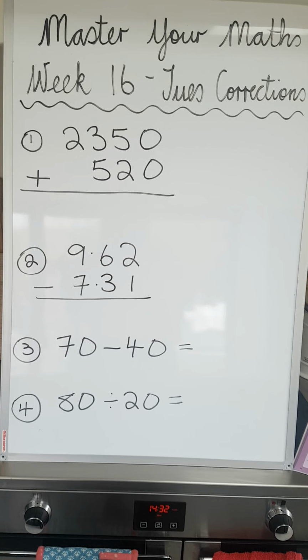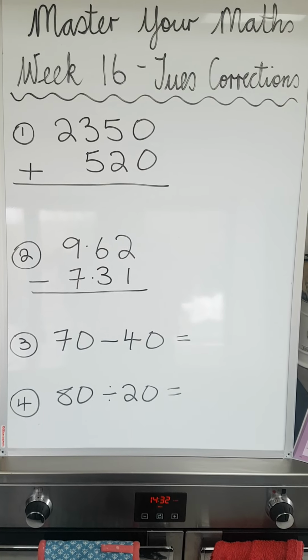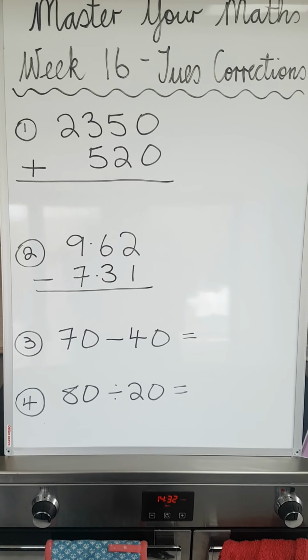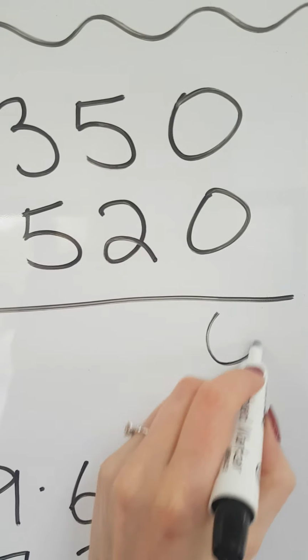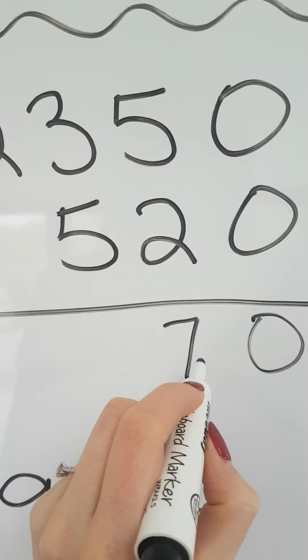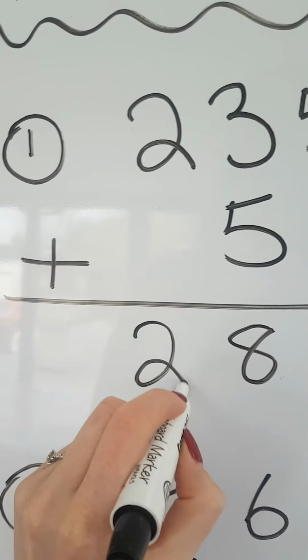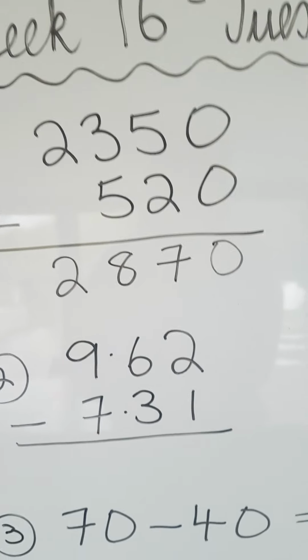So the first one says, what is 520 more than 2,350? So more means adding. You could do this in your head, but I'm just going to do it out on the board. So 0 plus 0 is 0, 5 plus 2 is 7, 3 plus 5 is 8, and 2 plus nothing is 2. So 2,870 is the answer there.